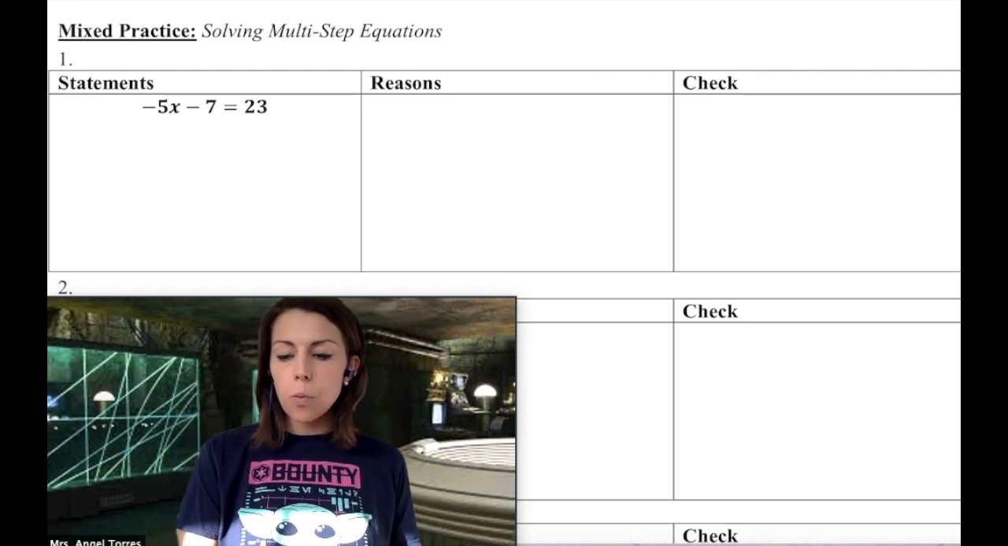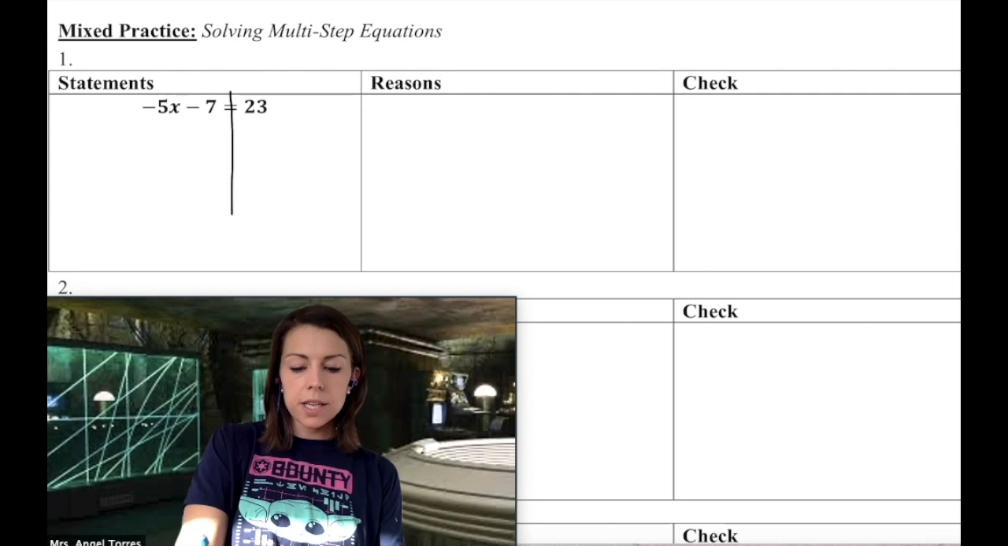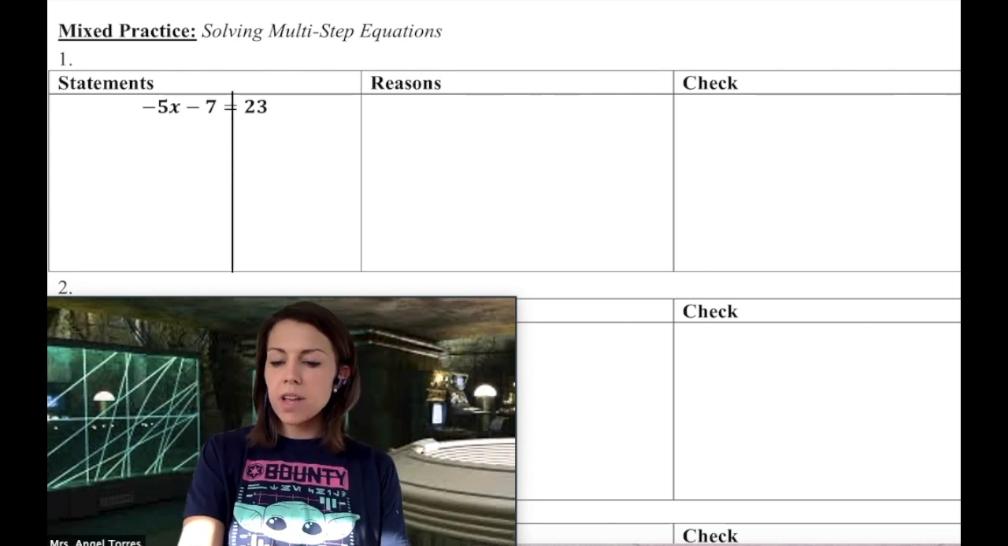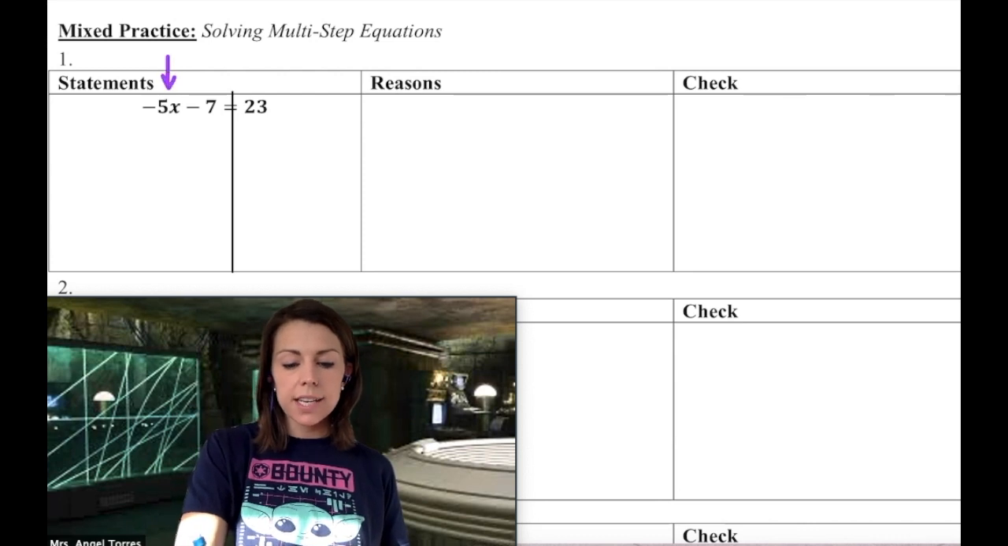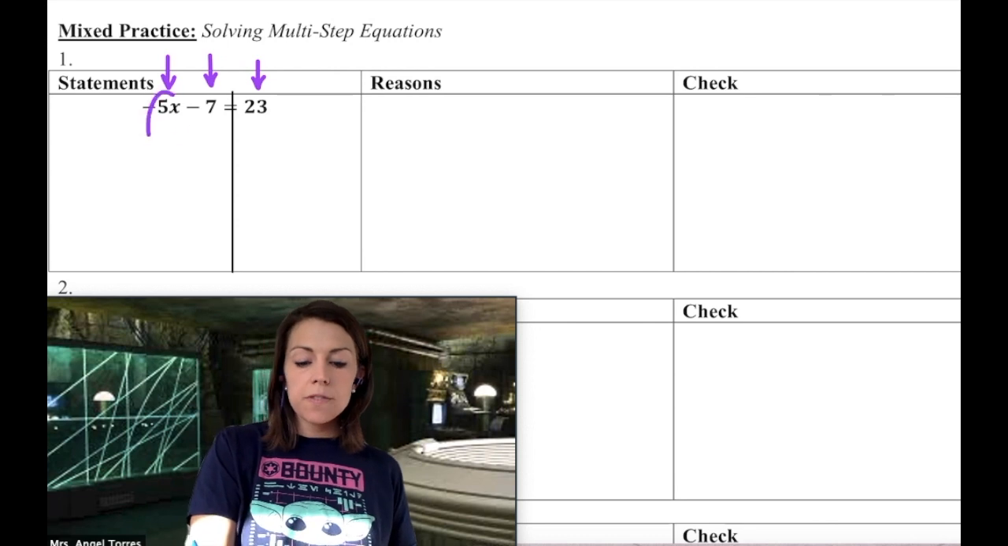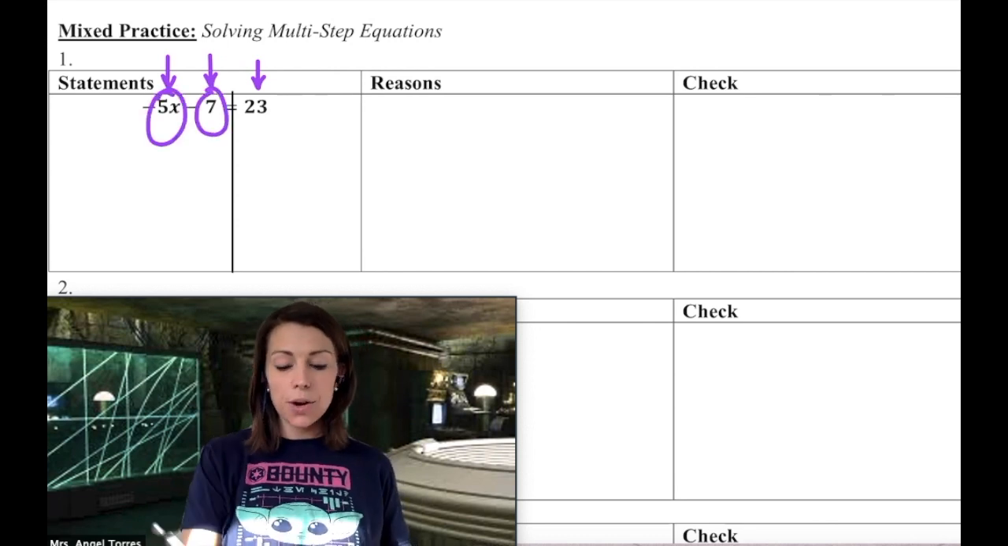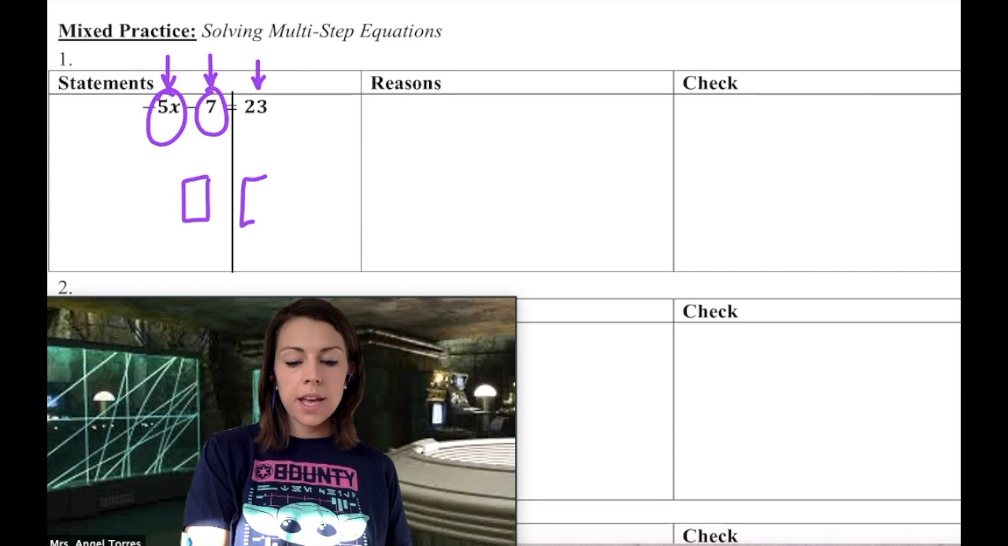So number 1 on page 4, I start by putting the line down the middle of my equal sign, and what do I notice? Well, it looks like the left side of the equation has 2 terms. The right side of the equation has 1 term. So one of these 2 terms on the left has got to go, so I can get it down to a single term and a single term.